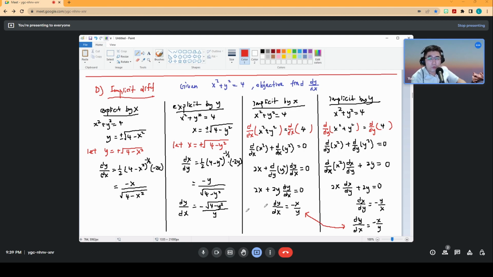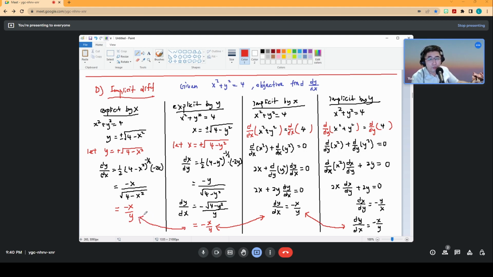Well, what about the first two? Let's observe further. From the first column, I have a negative x over square root of 4 minus x squared. Remember earlier, we let y equal the positive root of 4 minus x squared. So this is actually y. From the second column, we already let x equal the positive root of 4 minus y squared. This is actually your x. So all four columns actually give you the same answer.